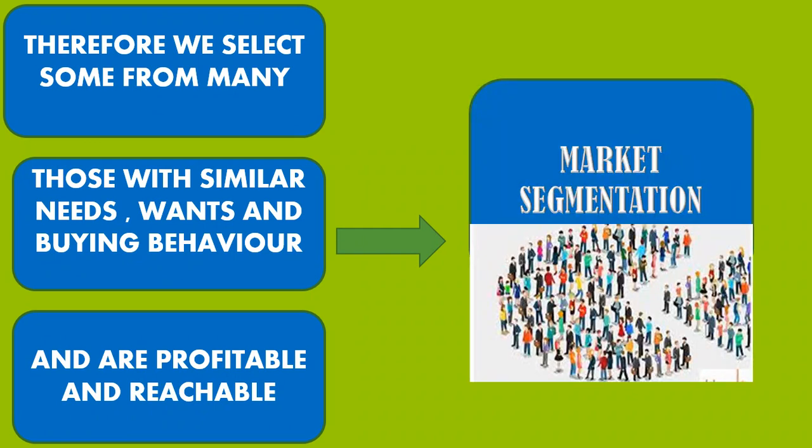As per the definition by Philip Kotler, market segmentation is dividing a large heterogeneous market into small homogeneous markets of people with homogeneous needs, wants, buying behavior, demands, purchasing ability, likes, dislikes, and so on, and who are obviously reachable.